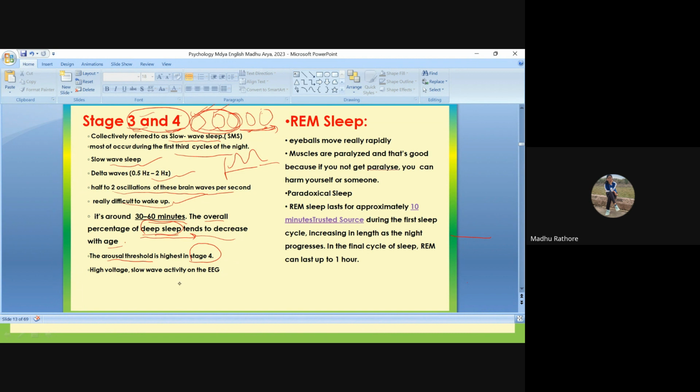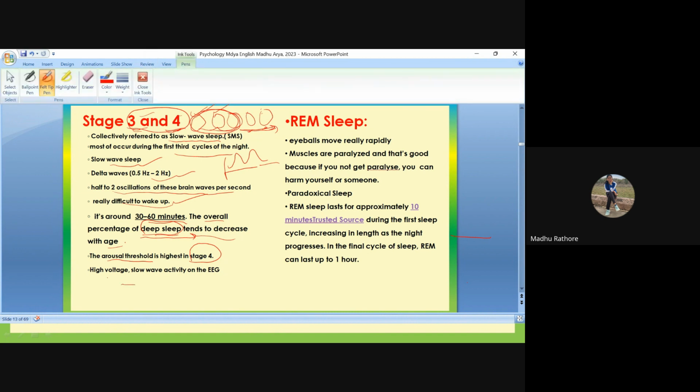So this is phase 3. High voltage and slow wave activity on the EEG. We can see slow wave activity in the brain. Okay. And next is REM sleep. Eyeballs move rapidly here. And this is the most important point, that muscles are paralyzed in this state. And we know this is active sleep. Our muscles are paralyzed, and that's great, because if our muscles did not become paralyzed, then we could harm others. Okay? Because we are in active sleep. We are just dreaming.